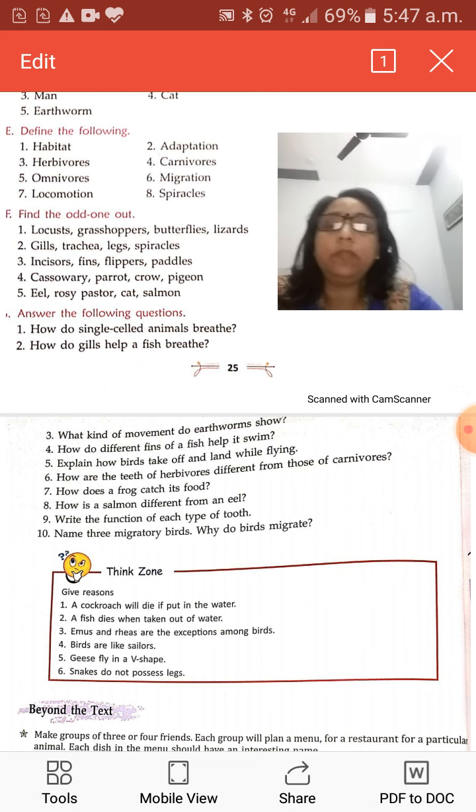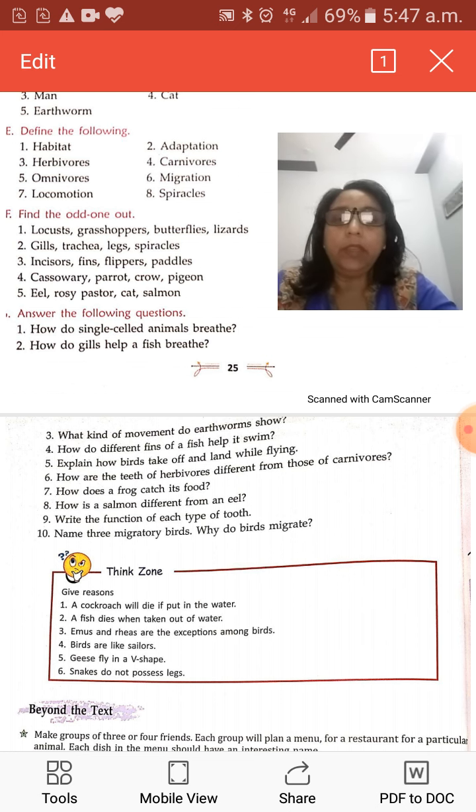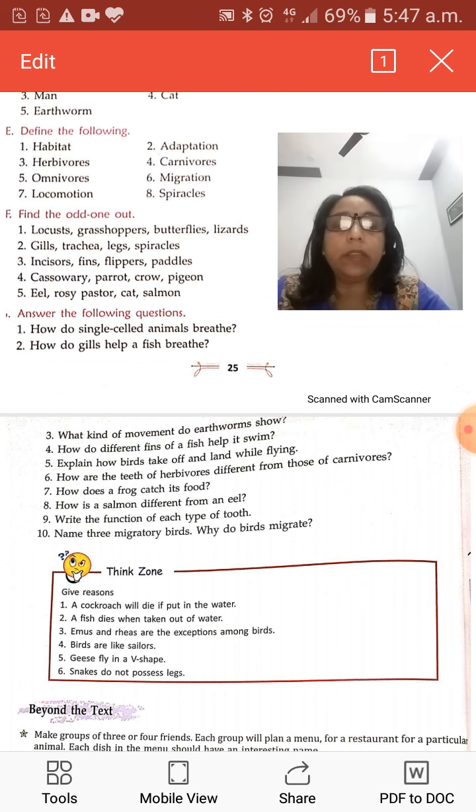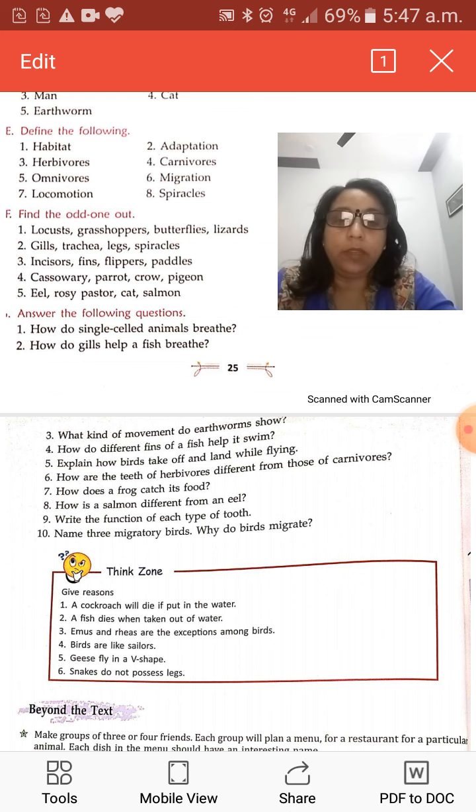Okay, the first term is habitat. Why I am repeating the things again and again is so that you may be well versed with all the terms and you can recall the things whatever you have read. So listen carefully. I am starting again. Habitat is the natural home of any animal or plant.